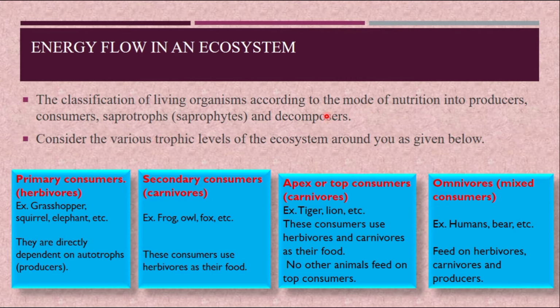Let me see this point in detail. The producer includes all green plants. The first one is the primary consumer. The primary consumers are the herbivorous animals, which depend for their food on the green plants.